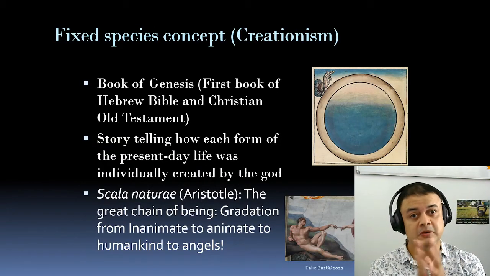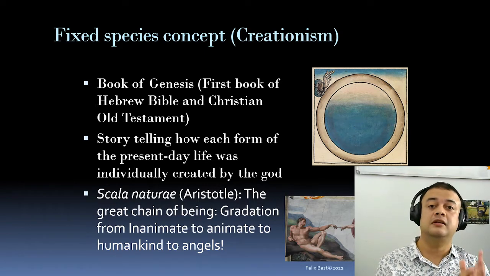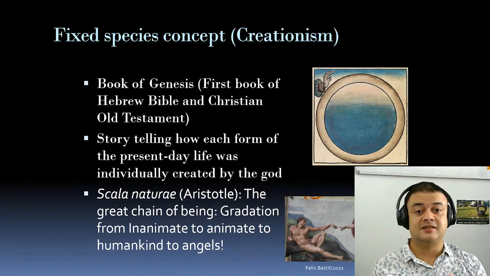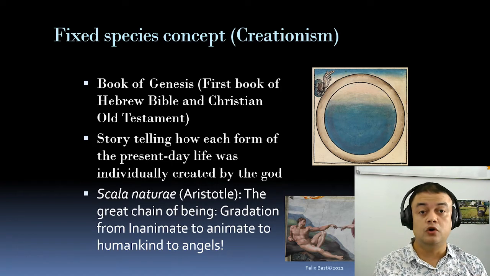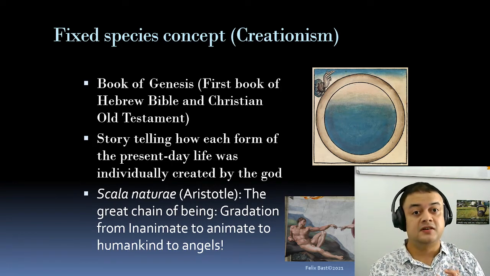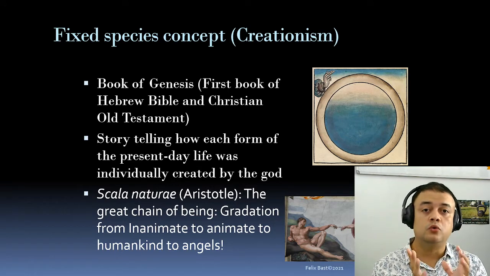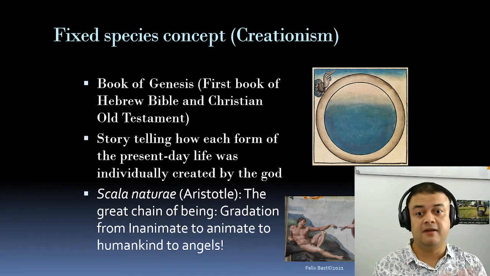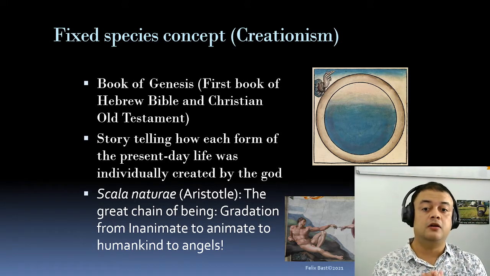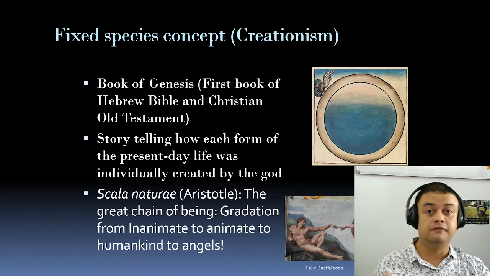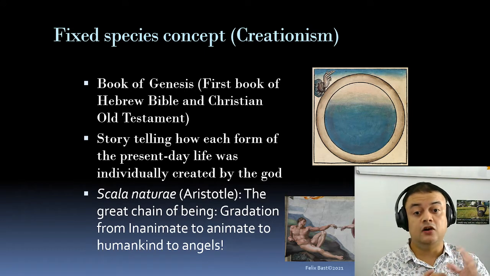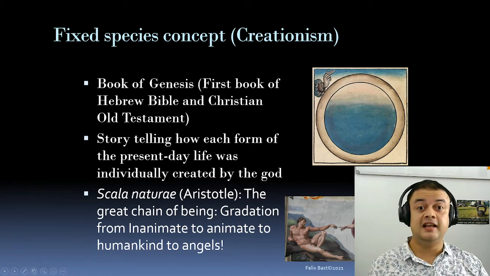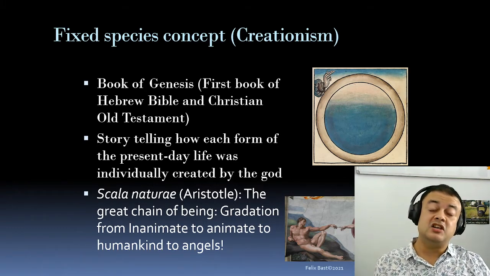So the fixed species concept of Aristotle is exactly what is portrayed in the Bible, creationism. If you look at the book of Genesis, the first book of the Hebrew Bible and the Christian Old Testament, that is what is featured there, the creationist myth, right? So how the biodiversity of Earth has been created by God in a matter of just 7 days. Individually created by God, that is something called the scala naturae of Aristotle. That is the great chain of being from inanimate objects all the way to the human being, you see? And finally into the angels. But this creation is nothing but a myth.